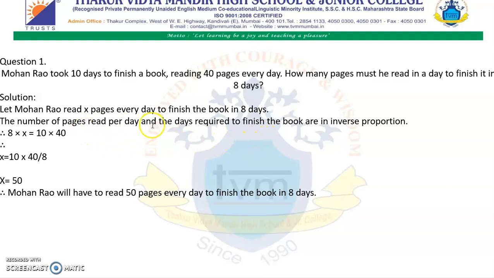If my speed is more, the days taken will be less. Means one thing is increasing and other is decreasing. So it means it is an inverse proportion. And in inverse proportion, we find the product of two things. Therefore, 8 into x equal to 10 into 40. X equal to 10 into 40 upon 8. X equal to 50. Therefore, Mohan will have to read 50 pages every day to finish the book in 8 days.